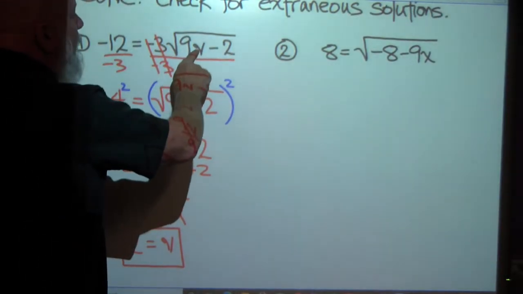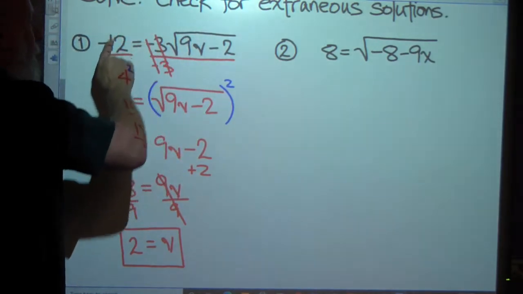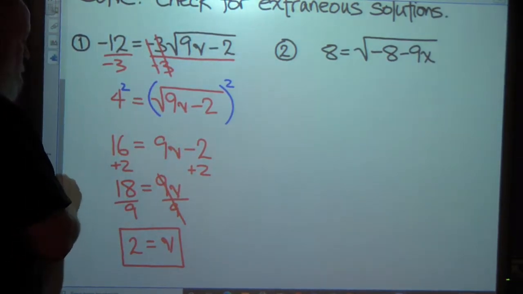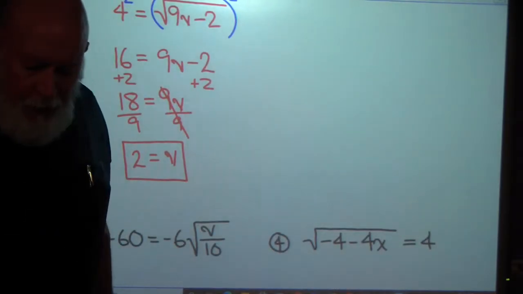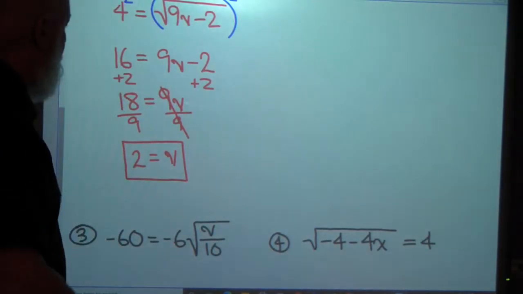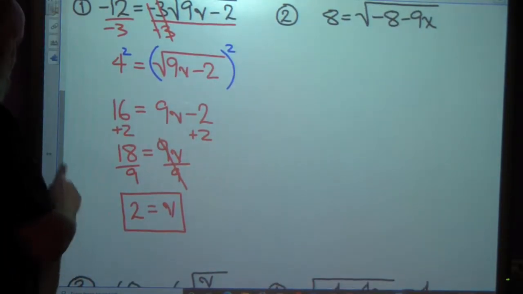Plugging in a 2, that's 18 minus 2 is 16. The square root of 16 is 4. 4 times -3 is -12. So we check, it's not an extraneous root, so that's our solution. And I'm nearly sure, yeah, that's correct according to the key too. So yay! Well, let's do another.